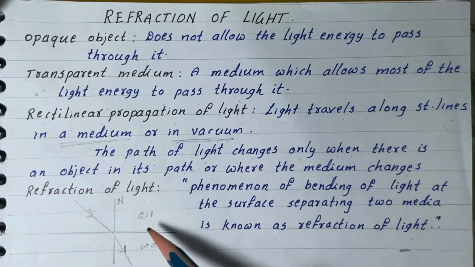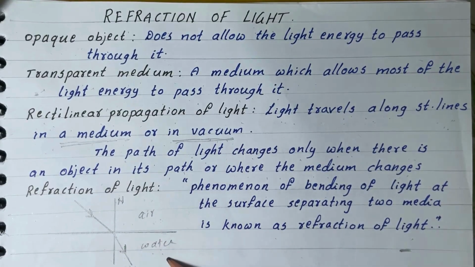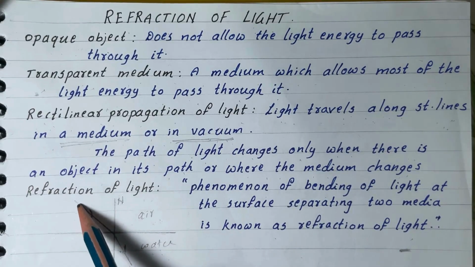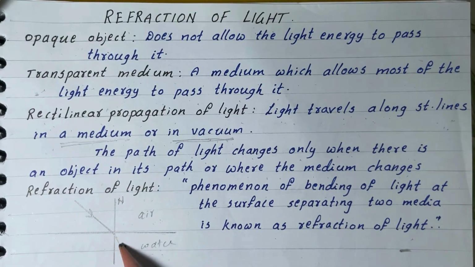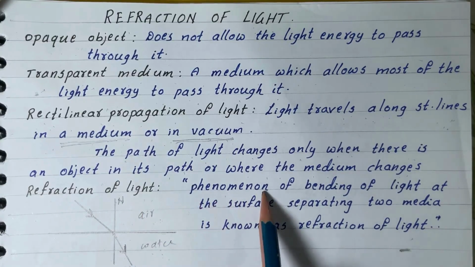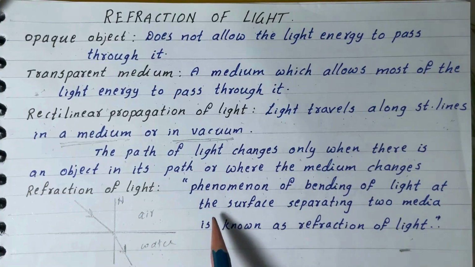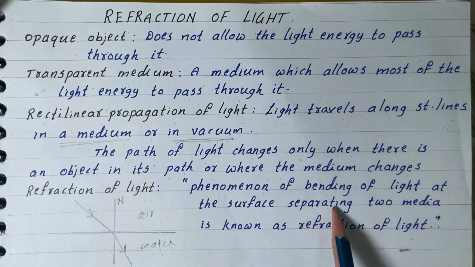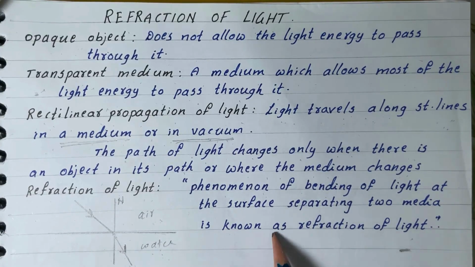Let me see. Here we have two transparent media, air and water. As long as light is traveling in the air, it is traveling in a straight line. When it enters another transparent medium like water, it bends at the surface separating the two media. This phenomenon is called the refraction of light. The phenomenon of bending of light at the surface separating two media is known as refraction of light.